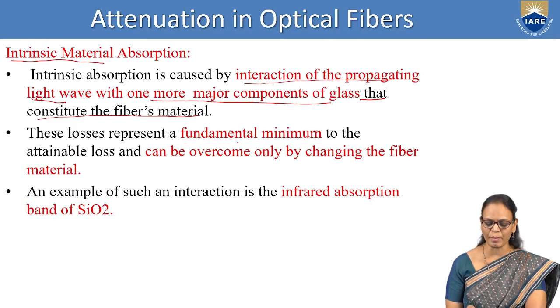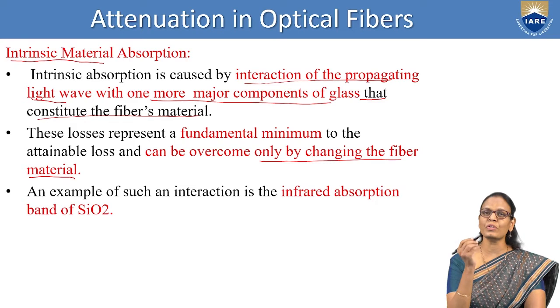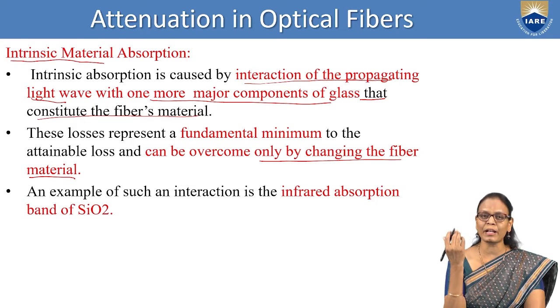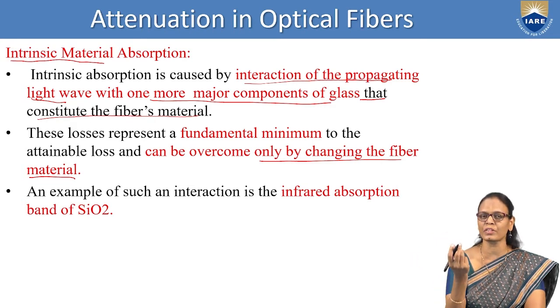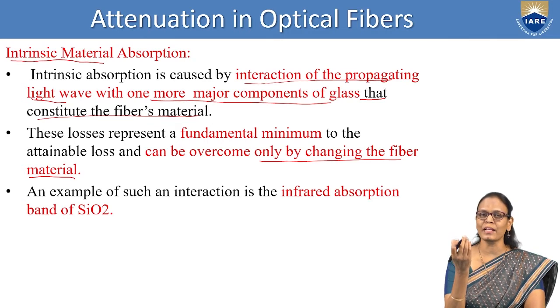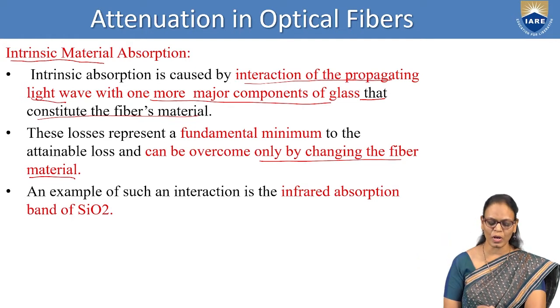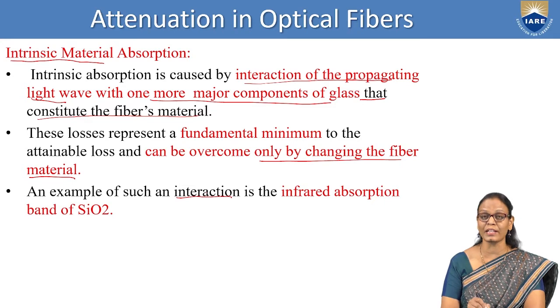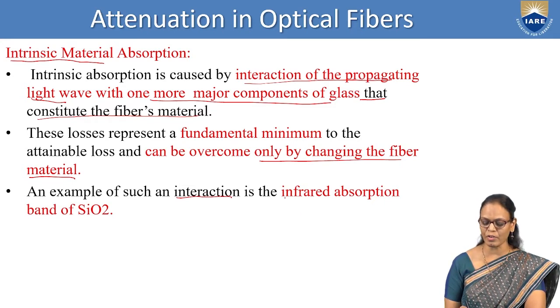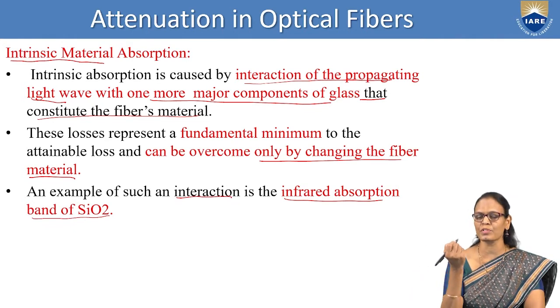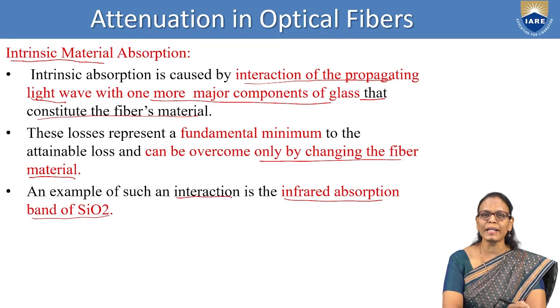And these losses represent a fundamental minimum to the attainable loss and can be overcome only by changing the fiber material. For a given material and a given thickness, the amount of absorption is fixed. So if we have to minimize the losses and the absorption is more, you will only have to change the material. When the material changes, the absorption also varies. An example of such interaction of the light wave with the major component of the glass is the infrared absorption band of SiO2, silicon dioxide. When the signal is traveling, the infrared absorption by SiO2 is a typical example of intrinsic material absorption.